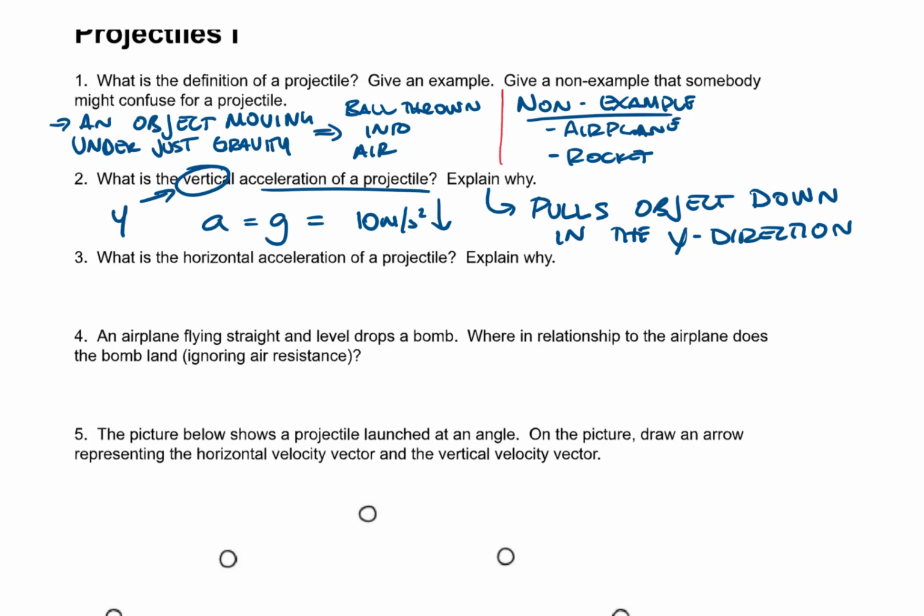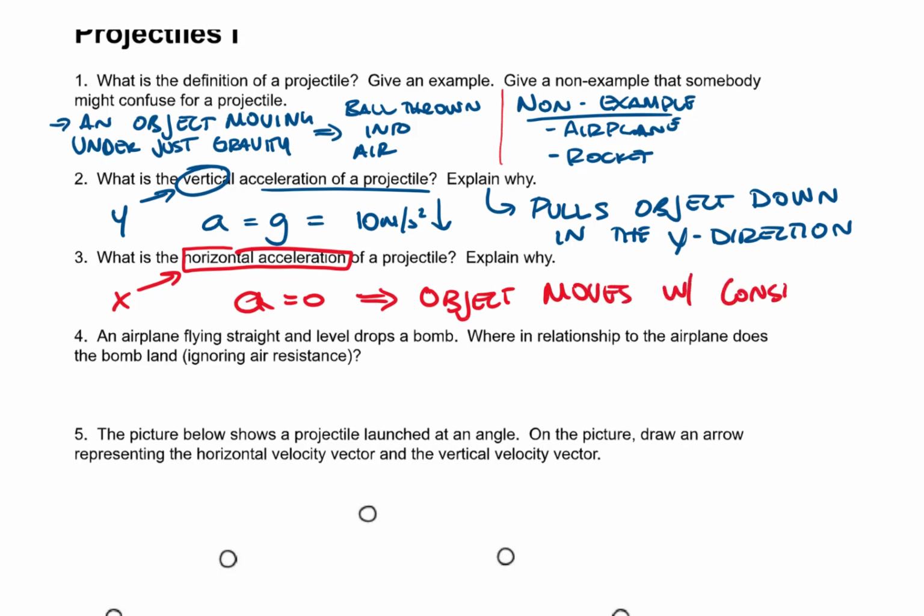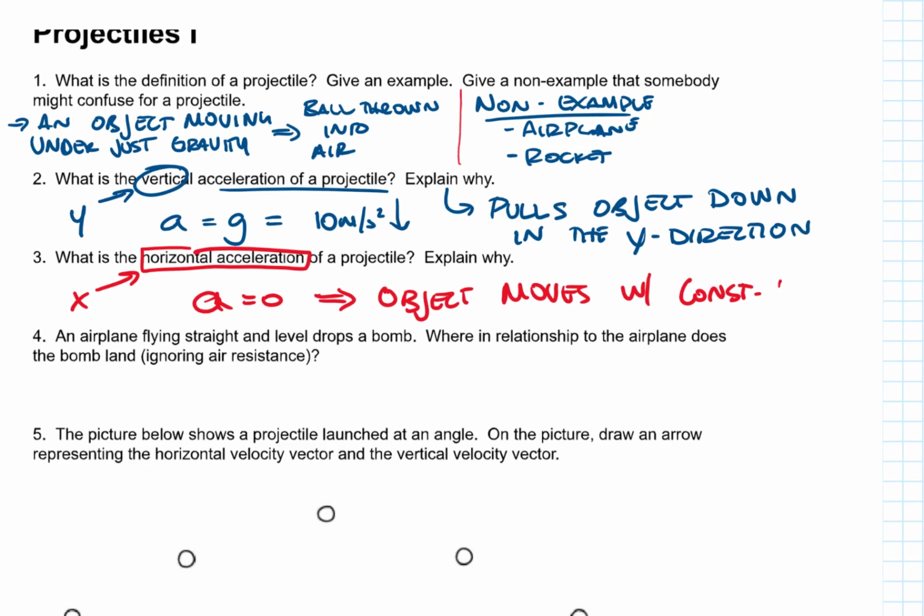The horizontal acceleration of a projectile, horizontally, that's the x direction. If we look at the horizontal acceleration, that acceleration is going to be 0. Horizontally, that object is moving with constant velocity. Also, if gravity is the only thing influencing us, gravity is only in the y direction, and there's nothing else in the x direction.